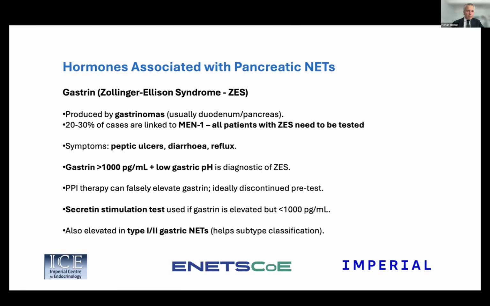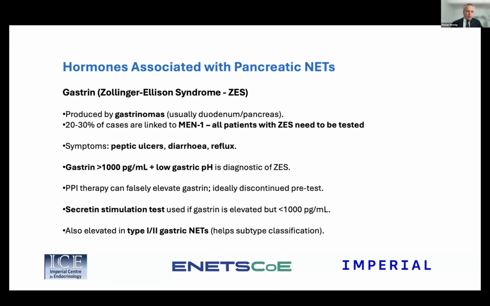They usually present with symptoms, peptic ulcers, diarrhea, reflux disease. And if the gastrin level at baseline is more than 1,000 picograms per milliliter, together with a low gastric pH, this would be diagnostic of Zollinger-Ellison syndrome. Ideally, the proton pump inhibitor therapy should be discontinued, but this is not always possible because some patients may not tolerate that. But it does give rise to falsely elevated gastrin levels.